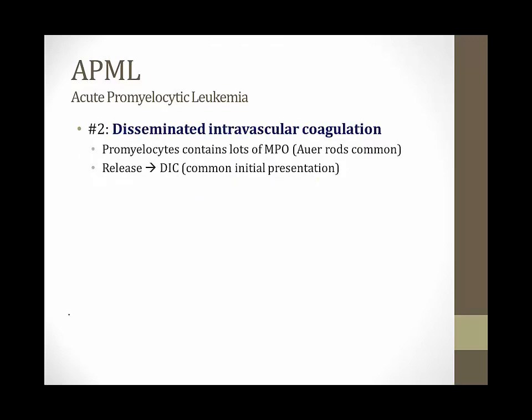The second unique clinical feature of APML is a high frequency of disseminated intravascular coagulation. Promyelocytes contain lots of myeloperoxidase. Auer rods are a common finding in the blast cells in patients who have APML. When myeloperoxidase is released, it can lead to DIC, and in fact this is a common initial presentation of the leukemia. Remember that these patients are often thrombocytopenic from the leukemia. If on top of that DIC begins to occur, these patients can be very sick. So the APML subtype is often suspected when patients present with blasts in the peripheral blood and evidence of DIC. It's confirmed by finding the characteristic gene translocation.